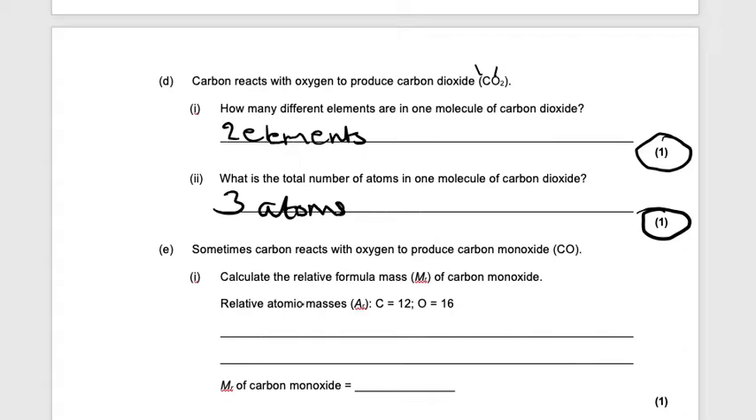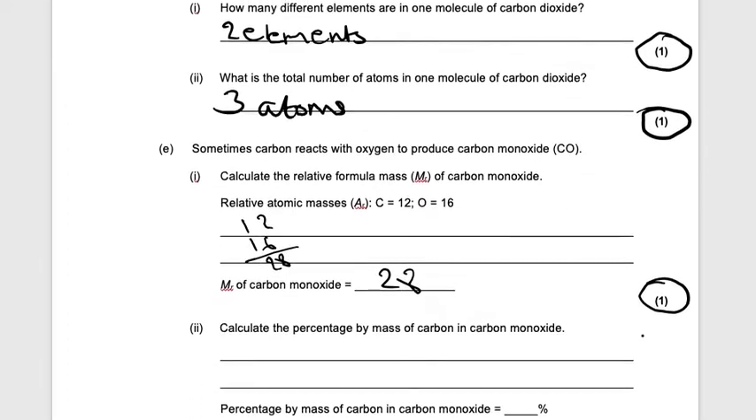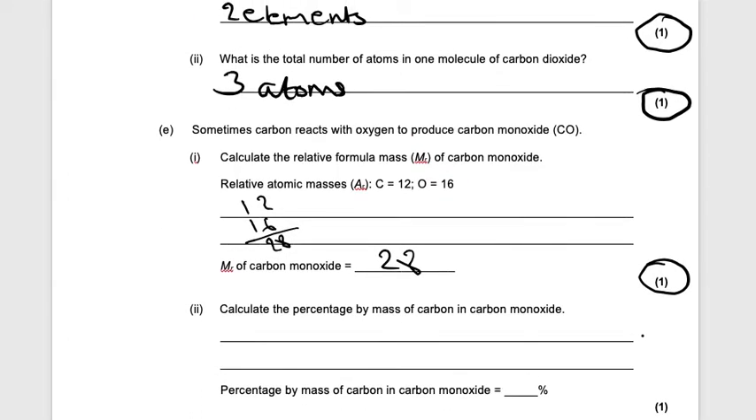So to find the relative formula mass, we need to do the sum of the relative atomic masses, and so we would just do 12 plus 16, which would get us an answer of 28. So the relative formula mass of carbon monoxide is 28. And remember, relative formula mass has no units. That's worth 1 mark.